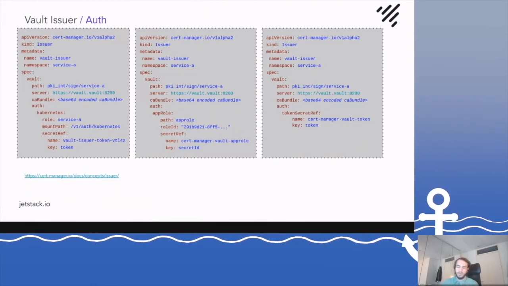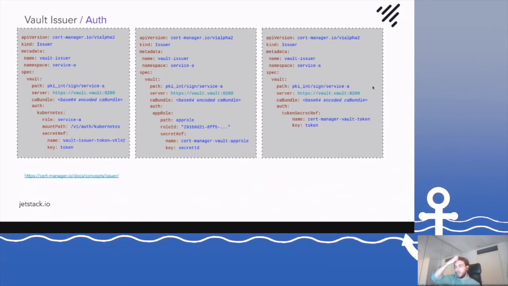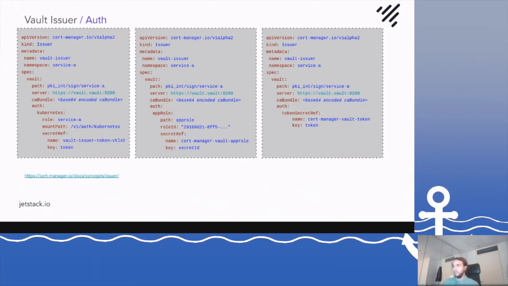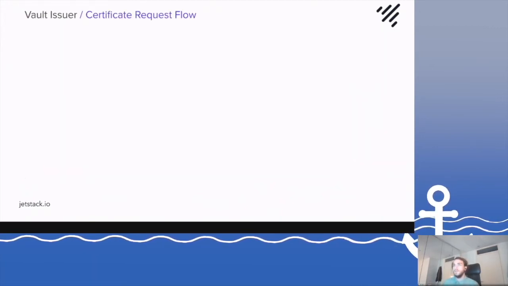Next up is the Vault issuer. There are 3 authentication methods that we support in Vault. The most important here is, of course, the service account auth that I'm going to be talking about in a moment. This is where we can provide a Kubernetes service account that has been bound to a Vault role and use that as authentication when signing our certificate request.